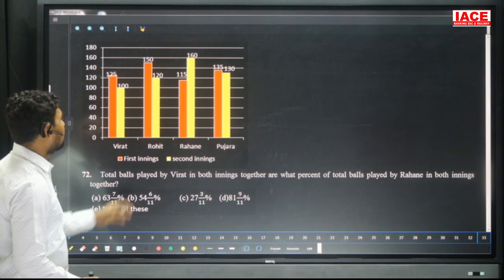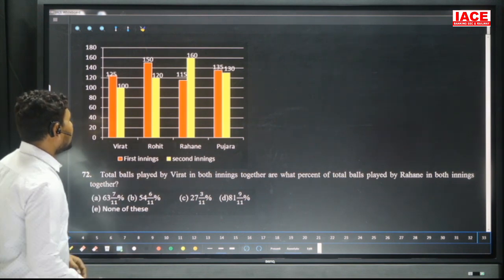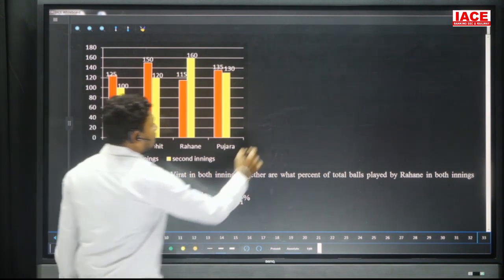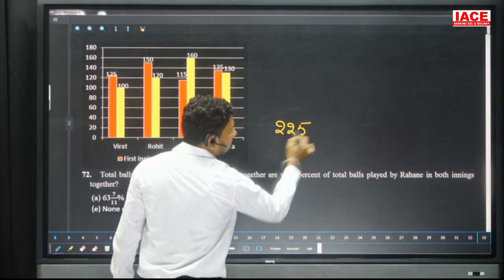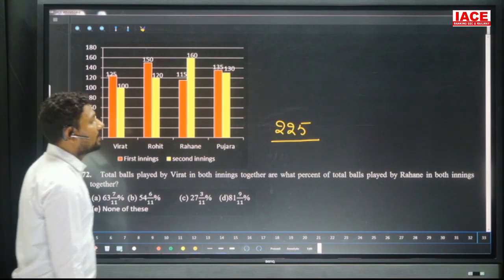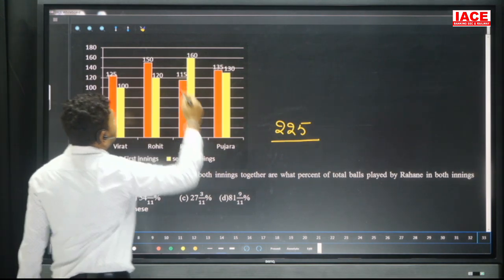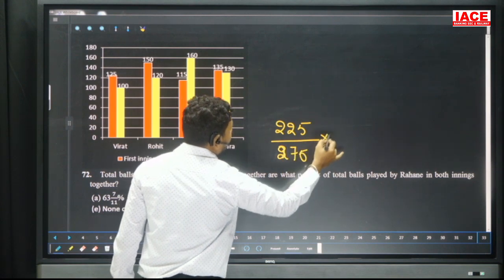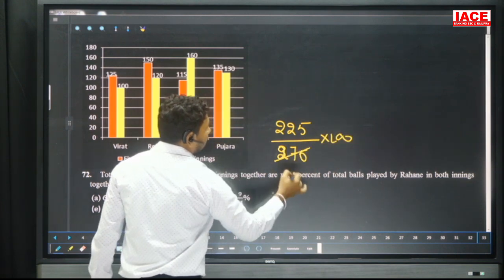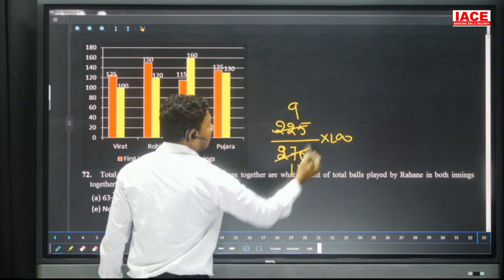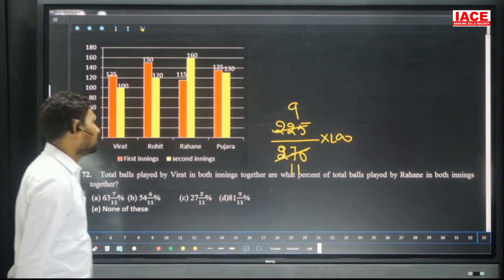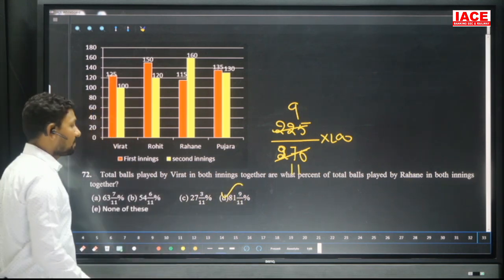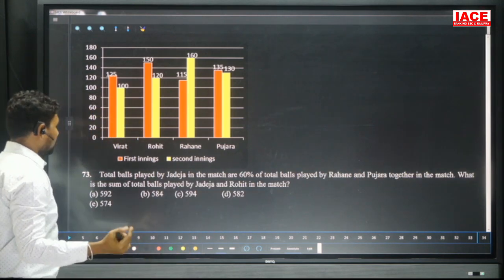Total balls played by Virat in both the innings together, 125 plus 100, 225. 225 is what percentage of total balls played by Rahane in both innings, 115 and 160, 275, into 100. So 25 11s are 275, 25 9s are 225, 9 by 11 into 100. 9 times 9 is 81. Which option is near to 81? That is our answer. 81 by 9 by 11% is our answer. Option is D.